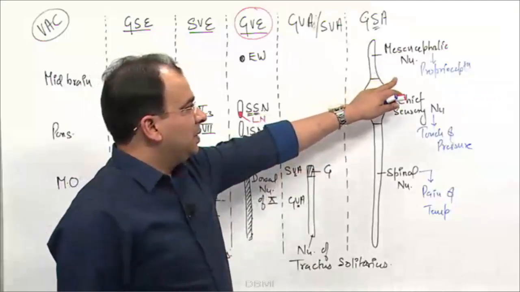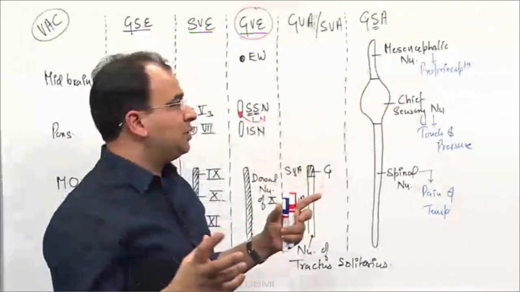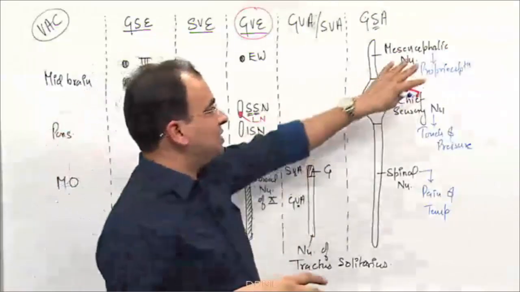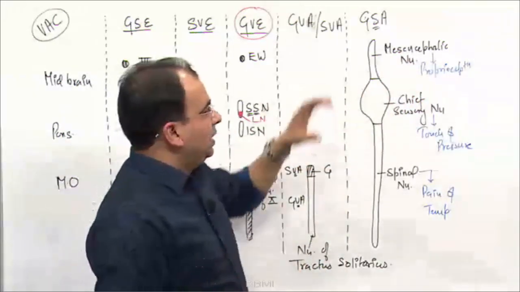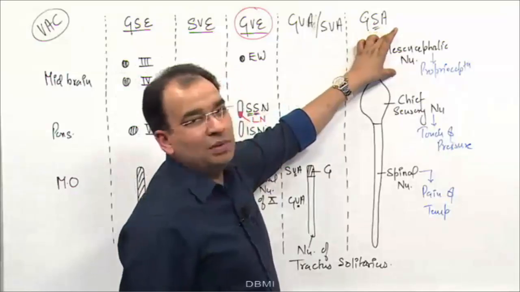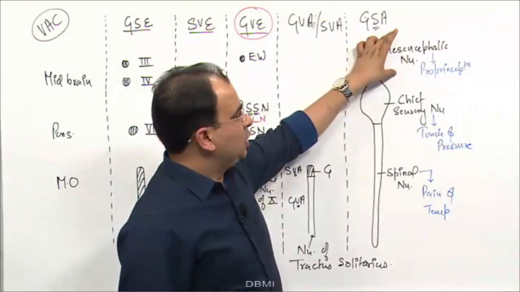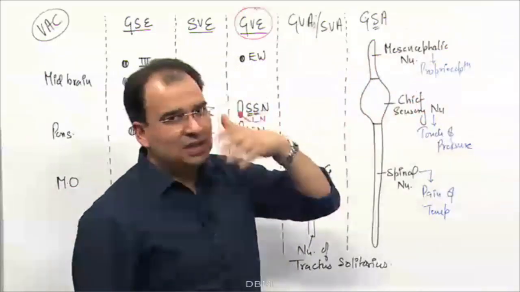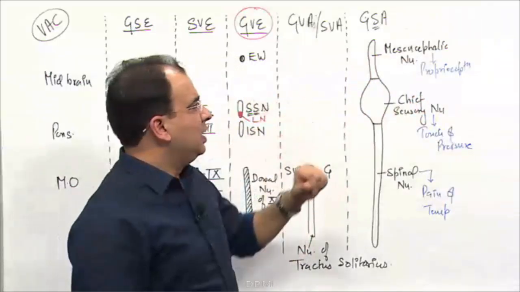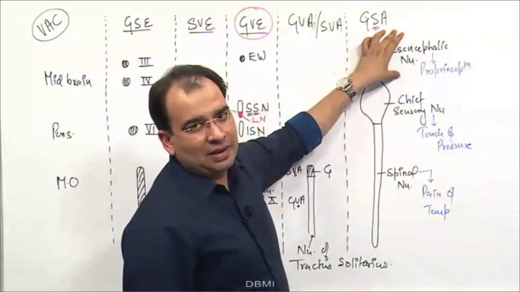The same thing in here. In head and neck, the proprioceptive nucleus in the entire head and neck is the mesencephalic nucleus. So in the jaw reflex, the response is coming from the mesencephalic nucleus only. So the masseteric reflex or jaw reflex, or any deep tendon reflex in head and neck, the nucleus here will be mesencephalic.